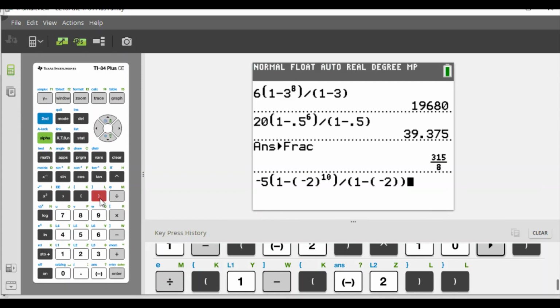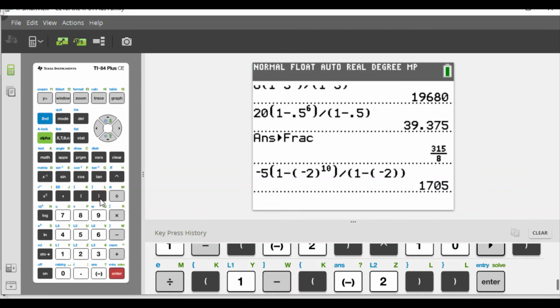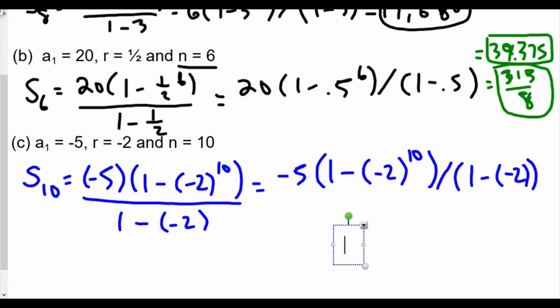Again, whenever I have negative numbers in these situations, I like putting parentheses around them, so I am less likely to make an error. If you do make an error, it will usually be a syntax error from maybe one too many parentheses. But you'd rather have that, which can be fixed, versus having a number which is not correct without knowing that we got something incorrect. So we are going to plug this in, and we get 1,705 as our final answer.